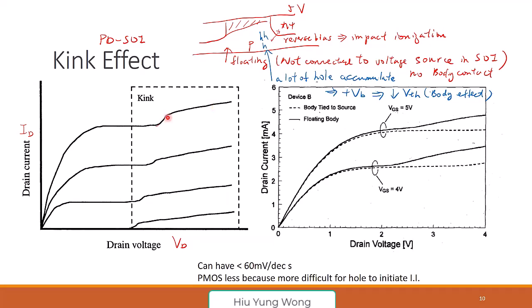Now, but this has some good effect. People try to harvest this effect to have less than 60 millivolt per decade subthreshold slope. Okay, and PMOS is less susceptible to this because it's more difficult for holes to initiate the impact ionization.